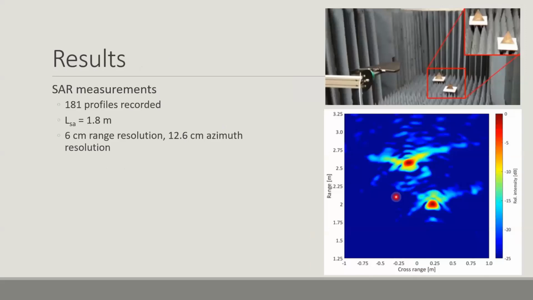And our results from this experiment are pretty clear. These are ideal conditions. We don't have to worry about the erratic movements of the drone, so the results are pretty clear. The measurements were taken as the antenna moved across the axis, and about 181 frequency profiles were recorded. And so the length of our synthetic aperture was about 1.8 meters, which gives us a range resolution of 6 centimeters and an azimuth resolution of 12.6 centimeters, which are both appropriate resolutions for our buried object detection application.